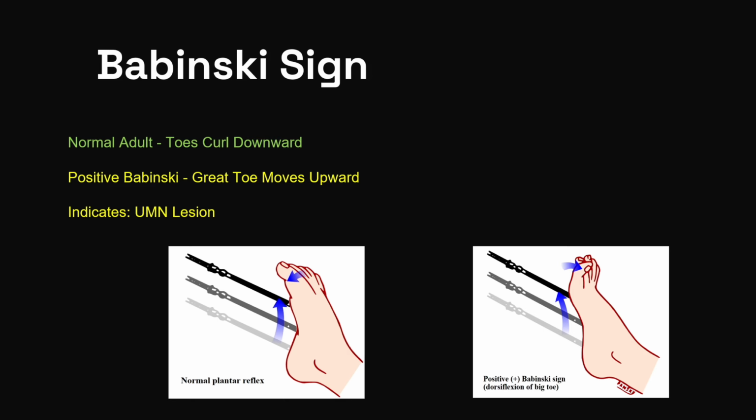Okay, now let's come to the favorite exam question, the Babinski sign. In a normal adult, when the sole of the foot is stroked, the toes curl downward. This is the normal plantar reflex or plantar response. But when there is an upper motor neuron lesion, the great toe moves upward. This is called extensor plantar response or positive Babinski sign. A positive Babinski sign indicates loss of higher motor control. Therefore, whenever you see a positive Babinski in an adult, think about an upper motor neuron lesion.